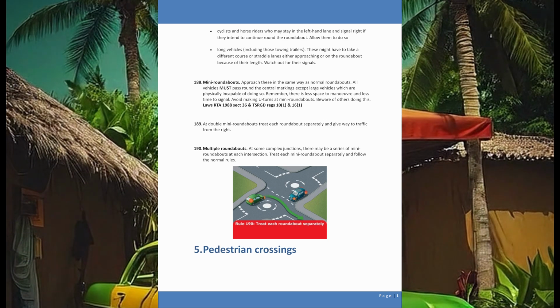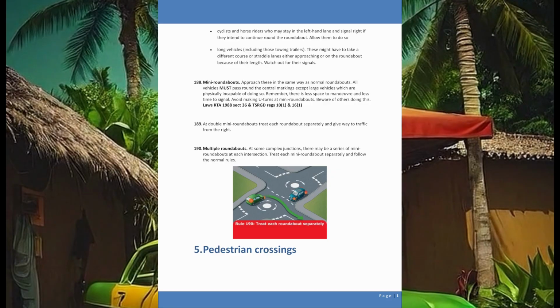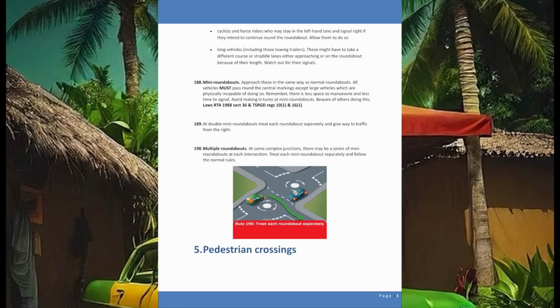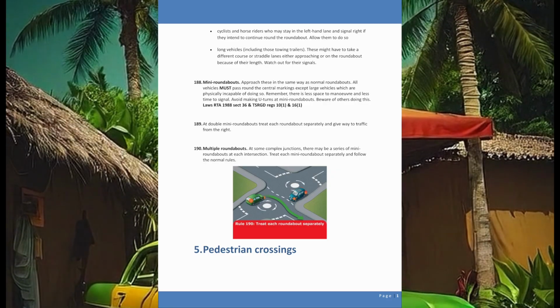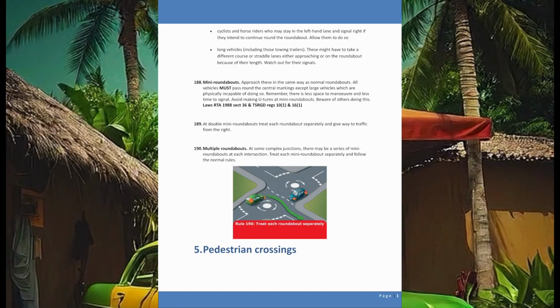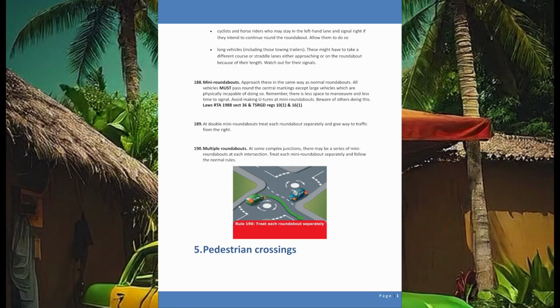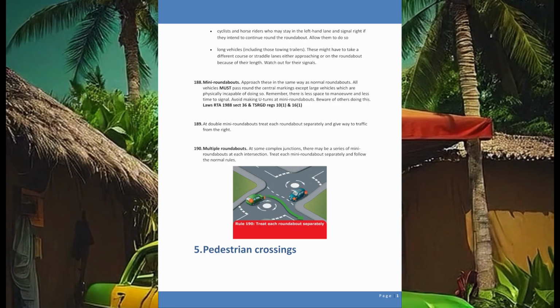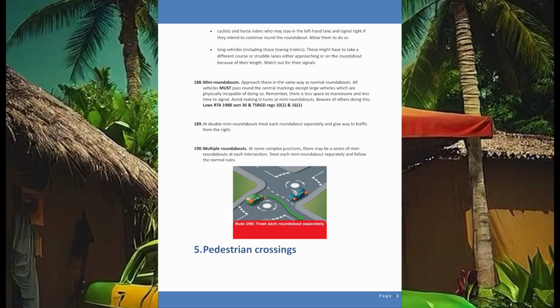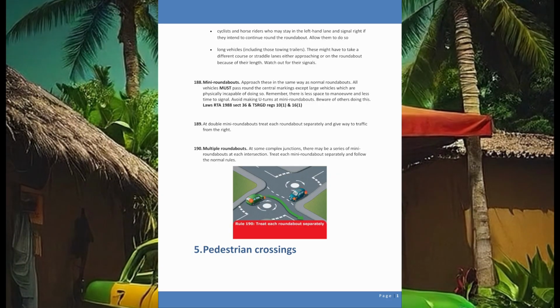Long vehicles, including those towing trailers. These might have to take a different course or straddle lanes, either approaching or on the roundabout. Because of their length, watch out for their signals.